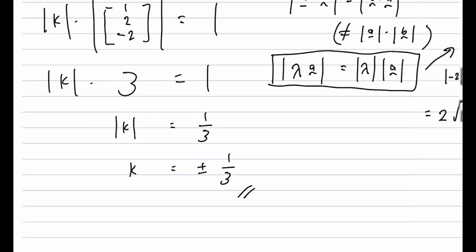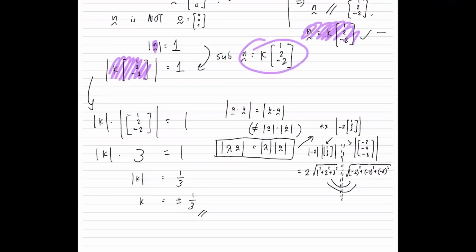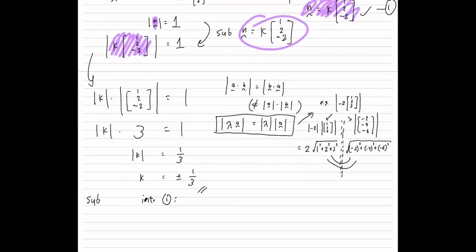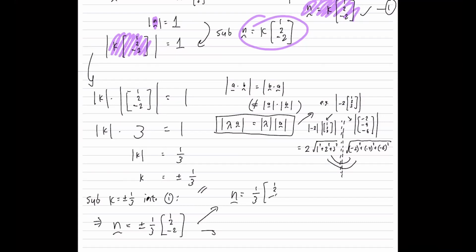And then you can now sub the k back into the original equation. I'll call this 1. So sub into 1. Technically, I'm being lazy. I should say sub k equals to plus minus 1 over 3. So therefore, we get vector n equals to plus minus 1 over 3, 1, 2, negative 2, which is really just a lazy way of saying vector n equals to the positive version or vector n equals to the negative version. Ken? Okay.